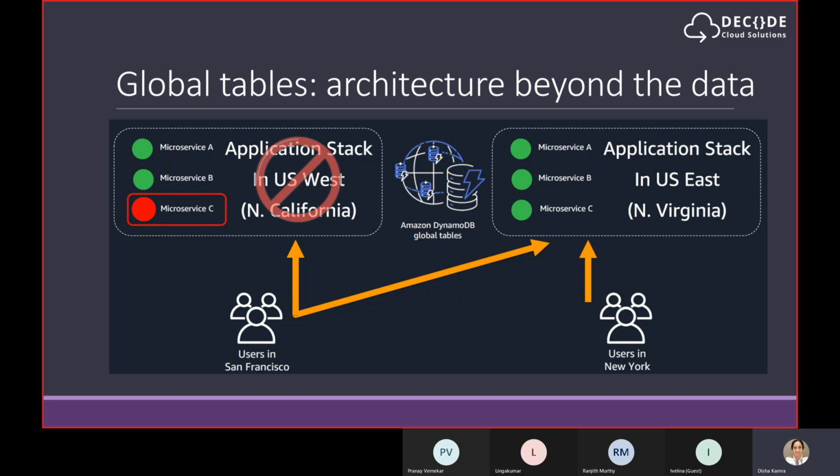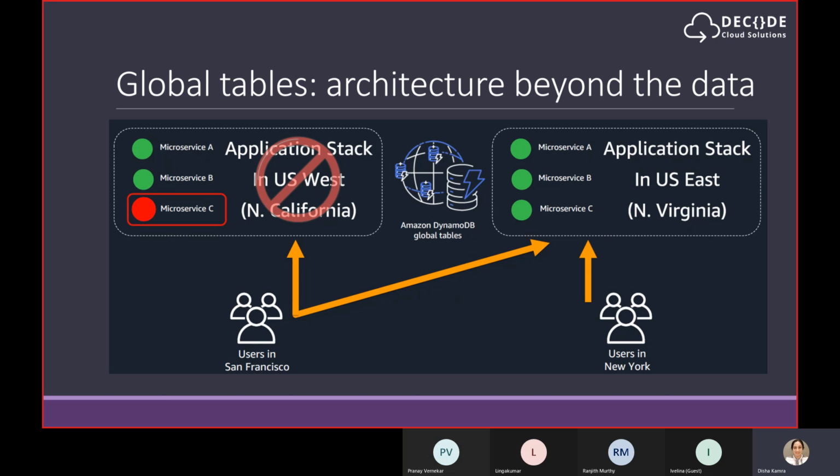In fact, the multi-region architecture we see around global tables involves a complete application or service stack in each region. So a failure could result from any part of the stack, and a complex system of multiple components is far more likely to see a failure than the DynamoDB endpoints within a region. Here's an example where a customer application is made up of 3 different microservices.